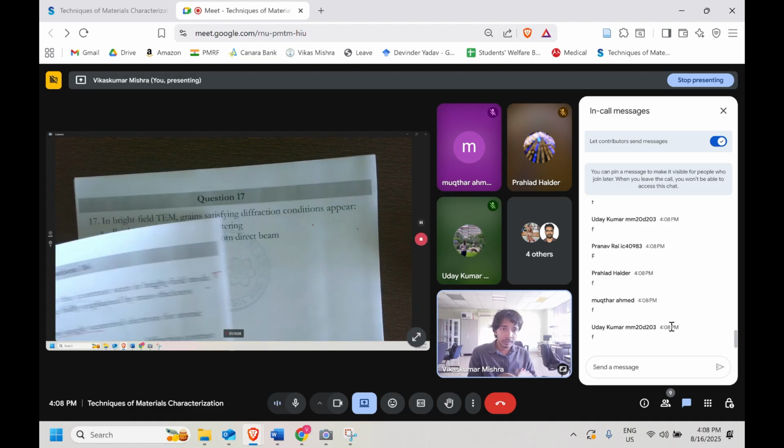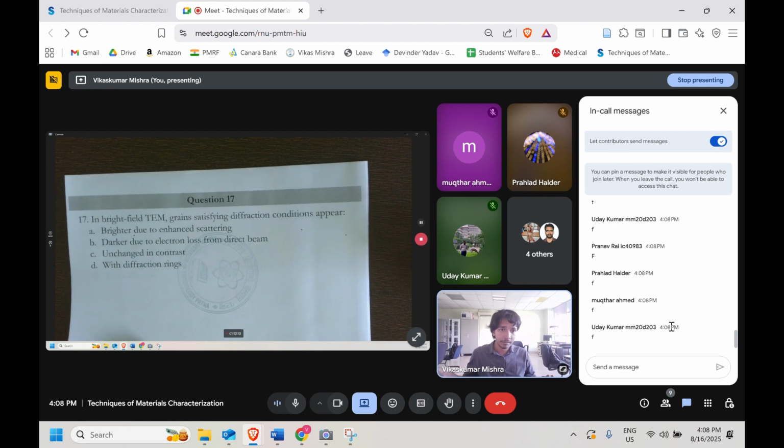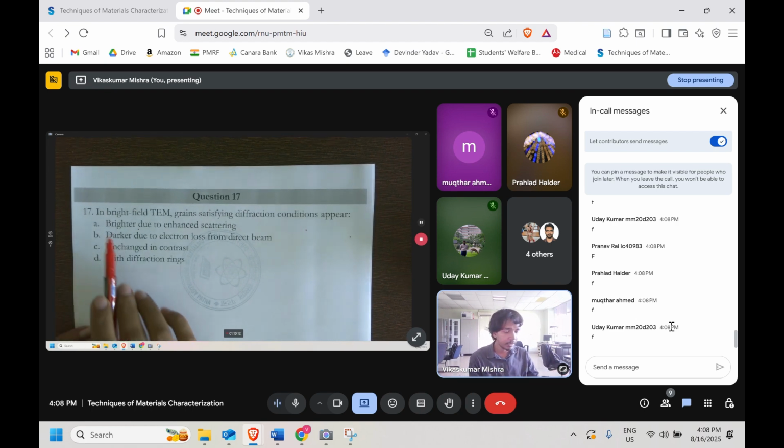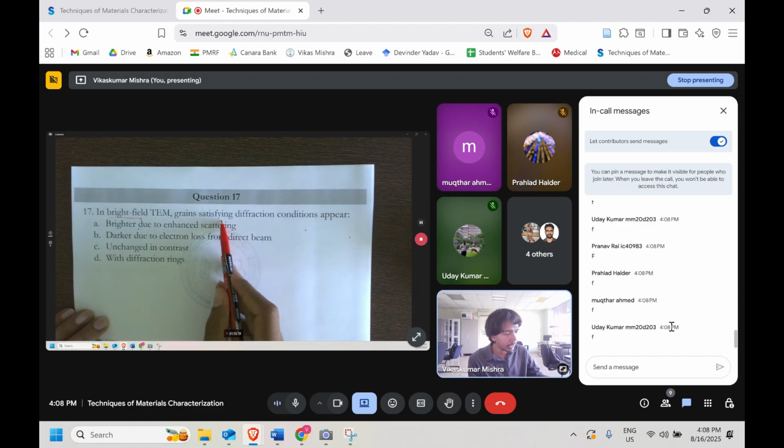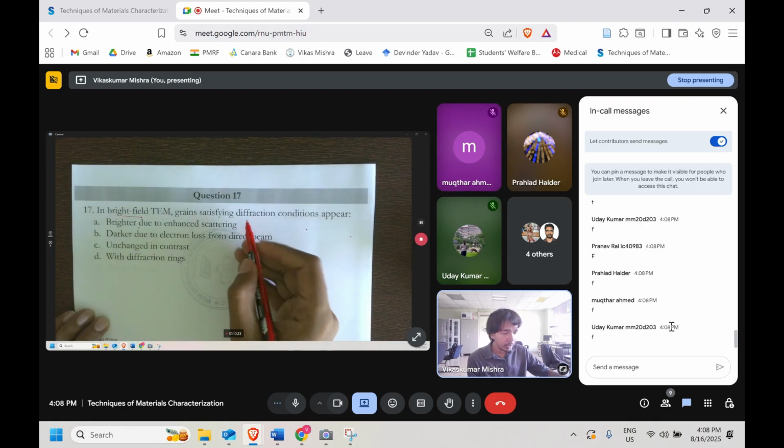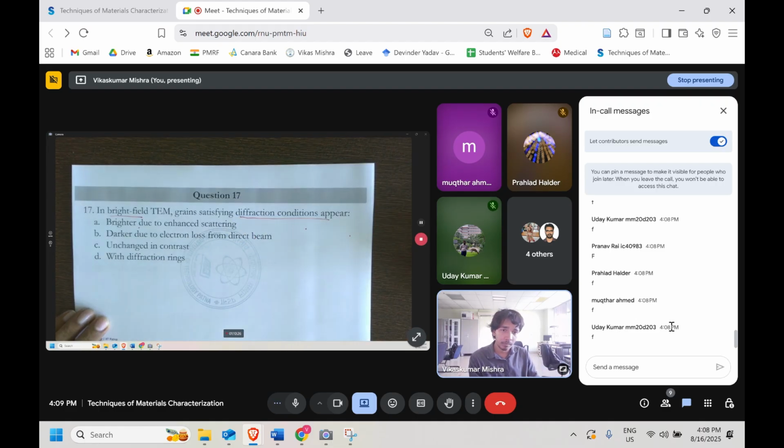Okay, now let's move to the next question, question number 17. It says that in bright field TEM, okay, focus here that it's a bright field. In bright field TEM, the grain satisfying the diffraction condition appears. The plane which satisfies the diffraction condition, since it satisfies the diffraction condition, is not going to come under the bright field. It will scatter somewhere else. So what do you think about that? It will appear brighter, darker, unchanged, or with diffraction ring.